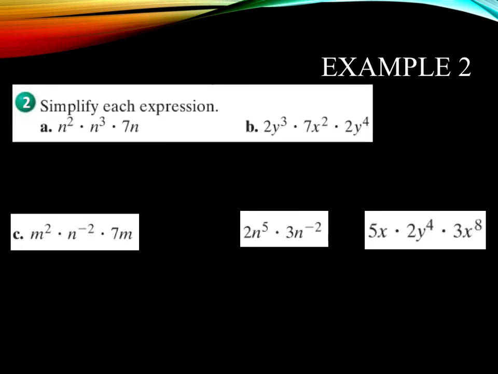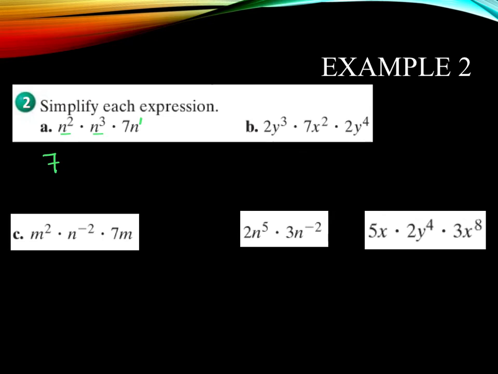For example 2, it's similar to what we did in example 1. However, we're going to put a little bit more complexity to it. Notice in part A, we have n to the 2nd times n to the 3rd times n to the 1st. Okay, if there's no exponent, remember that it's really a 1. Now here, we're going to multiply any whole numbers that we have first. So I have 1n squared times 1n cubed times 7n. So this is just going to be 1 times 1 times 7, or 7.